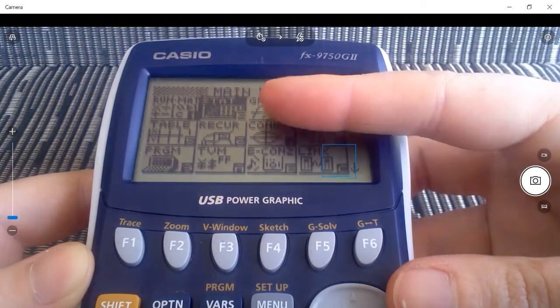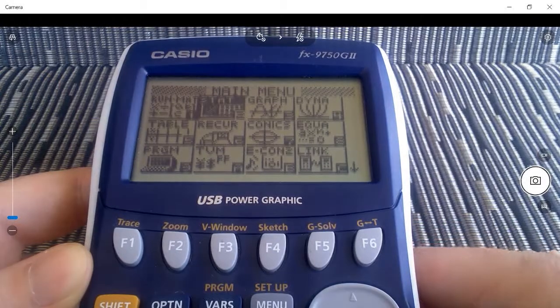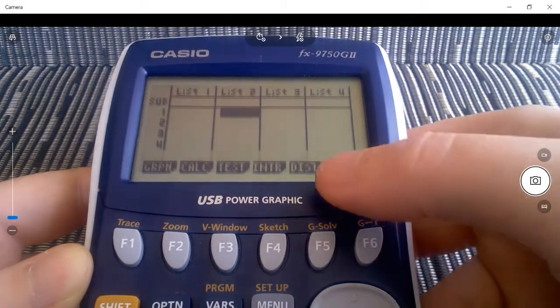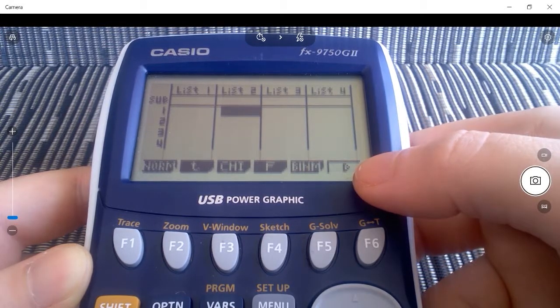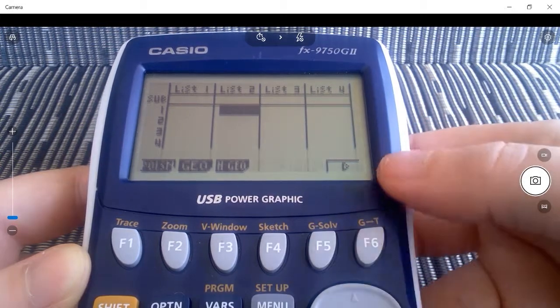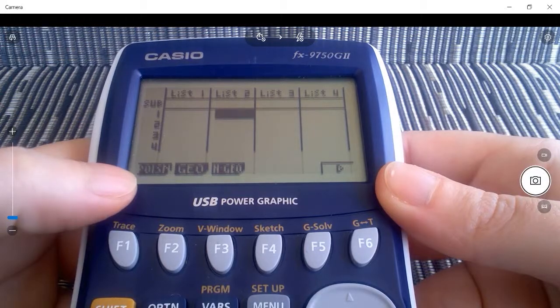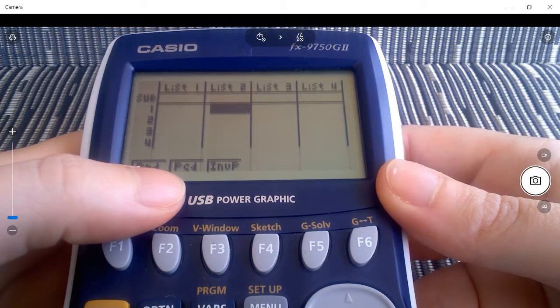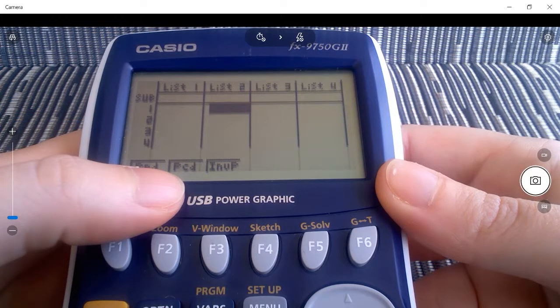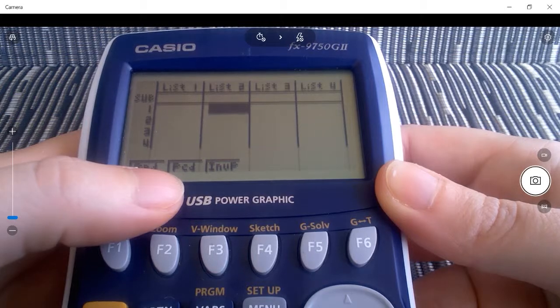Again, I want the stat option from the main menu. Distribution. Scrolling across to find Poisson. This one here. Still wanting PCD. I'm still working with a cumulative probability, wanting to find a range, not an individual number.